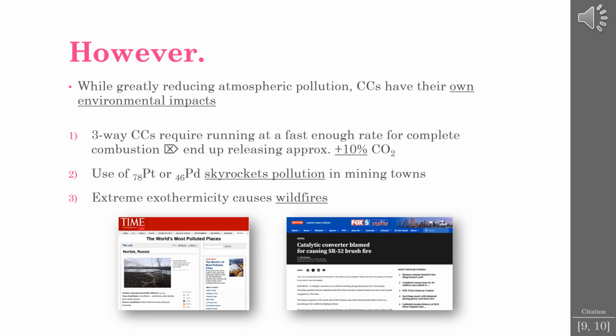The metal that is plated onto the ceramic honeycomb structure has to be mined, and the mining of these heavy metals like platinum and palladium just really increases the pollution levels of the atmosphere and the water supplies in these mining towns. And as well, catalytic converters get really hot. So in situations where you've got very dry land, very dry air, it's quite common for catalytic converters to cause wildfires. And we can see down at the bottom there is an example of how a cat converter started a wildfire.